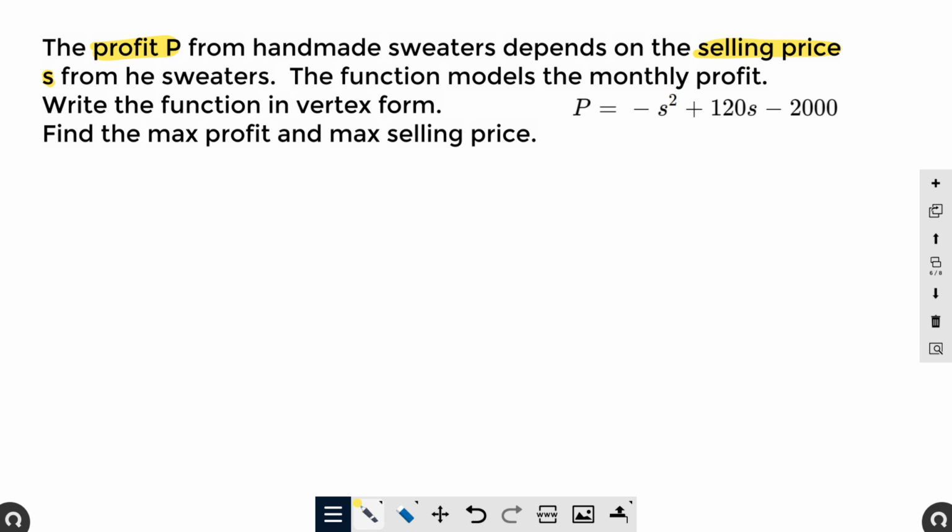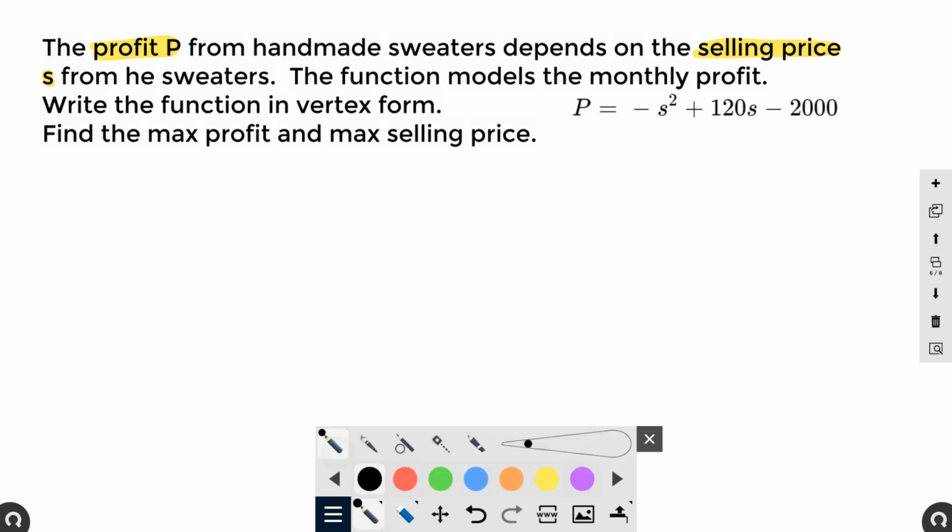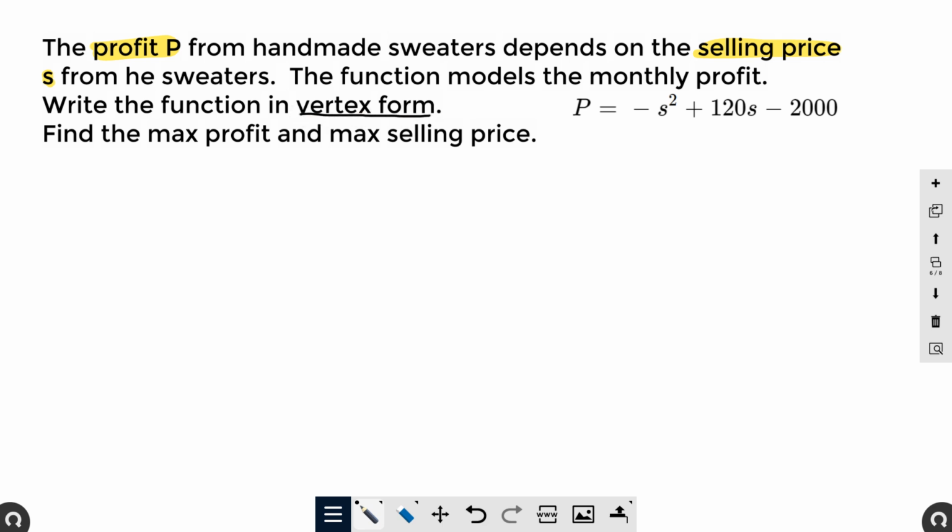So if you're going into any kind of business model, this would be a type of formula that would show up. Now again, computers would do a lot for you. But the first thing that we want to do is write this function in vertex form. So we're going to do the same thing that we did on the last few problems. Now I know a lot of you do not like S and P, so you can change them to X and Y like I have done here.